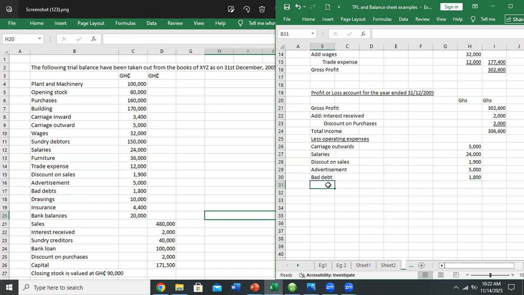Then we have drawings, the owner's withdrawal. It's not an expense here. It will affect capital in the balance sheet. Then we have insurance, 4,400. Then the bank balance is an asset. Bank balance is a current asset, right? So, professors, these are the expenses that you have for this question, right?